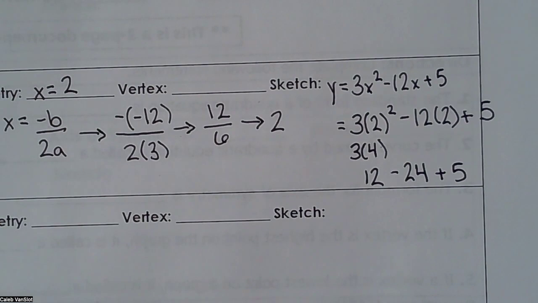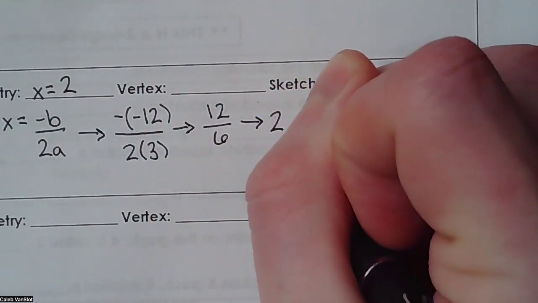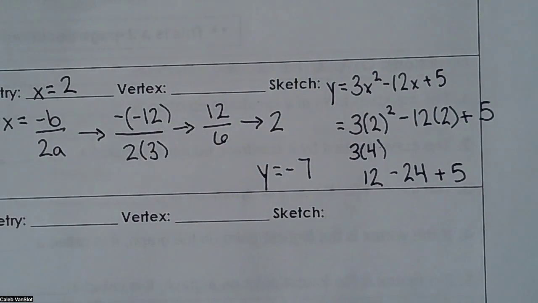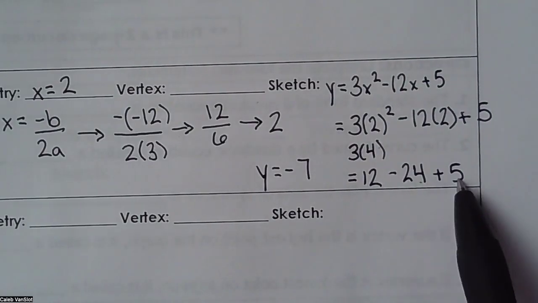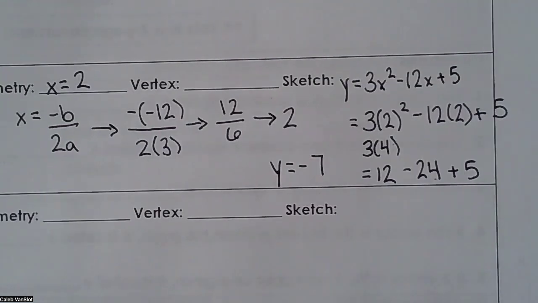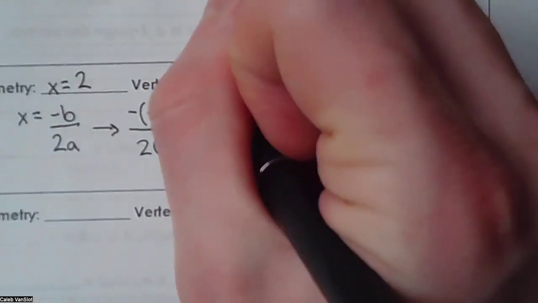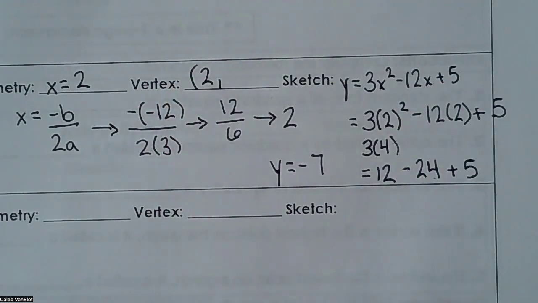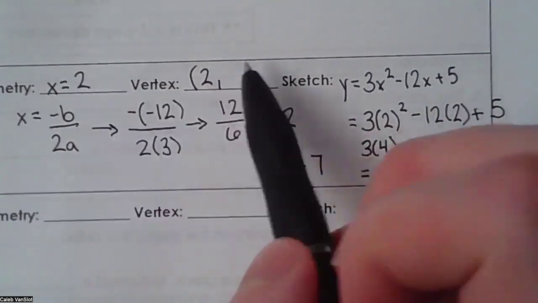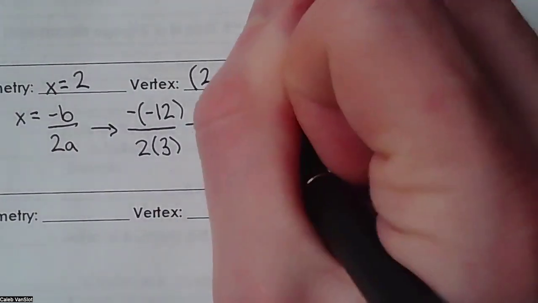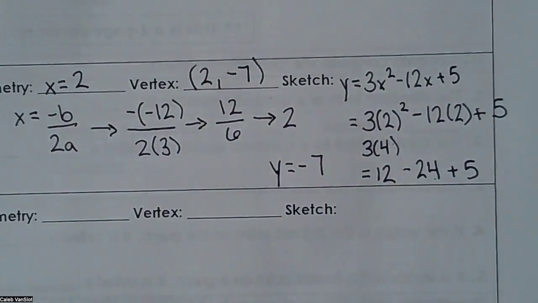Okay, so if we take 12 minus 24 plus 5, that's going to leave us with a y value of negative 7. Okay, all I did was combine those things together, right? 12 minus 24 plus 5 gives me negative 7. So my vertex is going to be 2. The axis of symmetry and your x value on your vertex are always going to be the same. So we've got a 2 here and a 2 for our x value. So 2 comma negative 7.